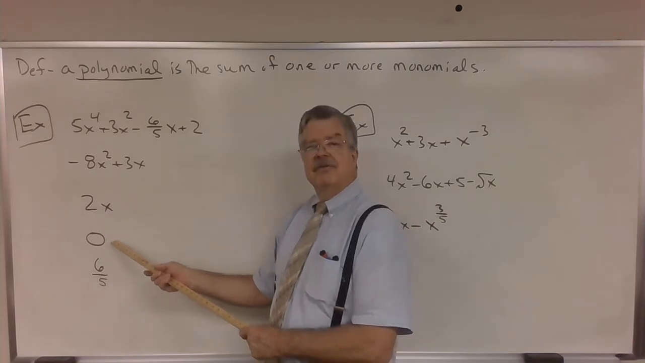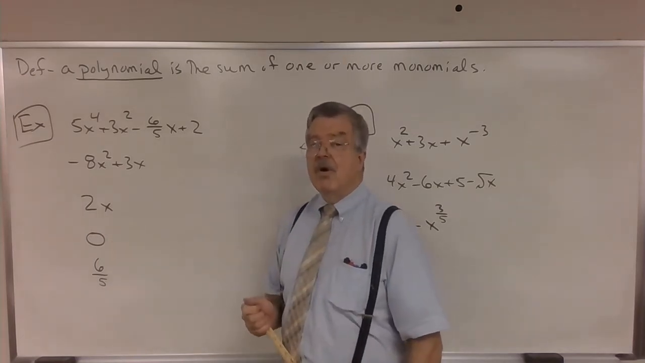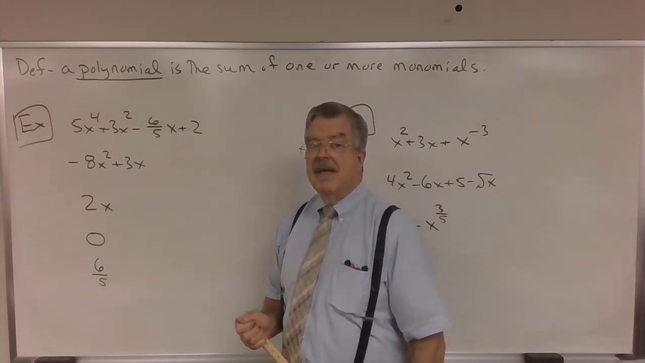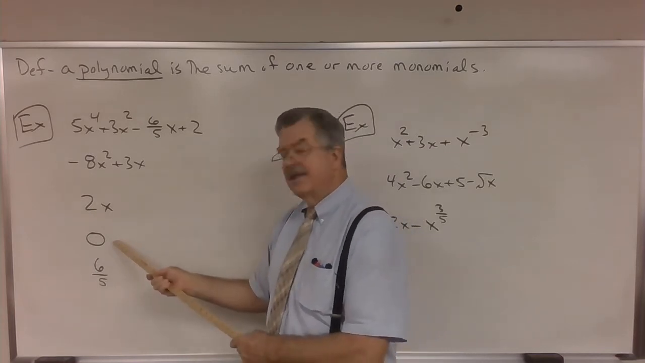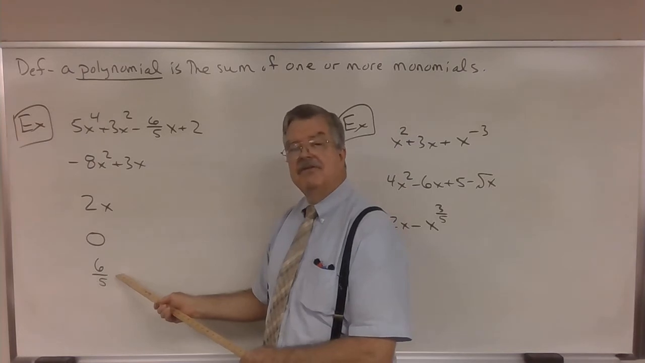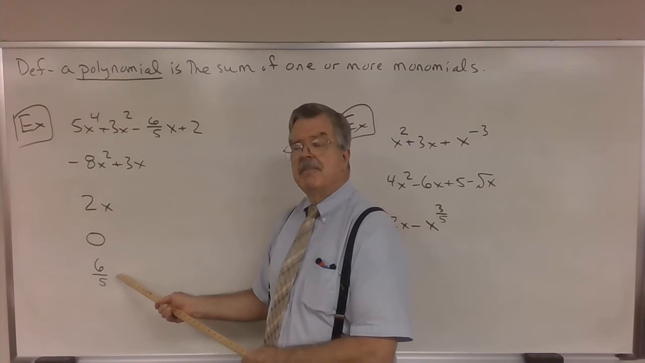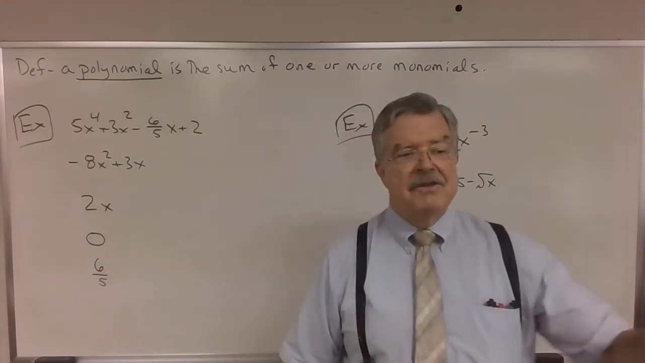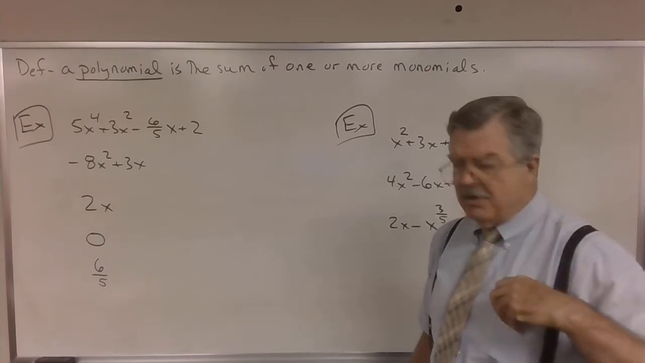And this thing, this is a real number. Remember, all real numbers are monomials, aren't they? And any monomial is also a polynomial. So, yep, that's a polynomial. Same thing here. This is a real number, and every real number is a monomial. And every monomial is a polynomial. So, all of these things on the left are monomials.